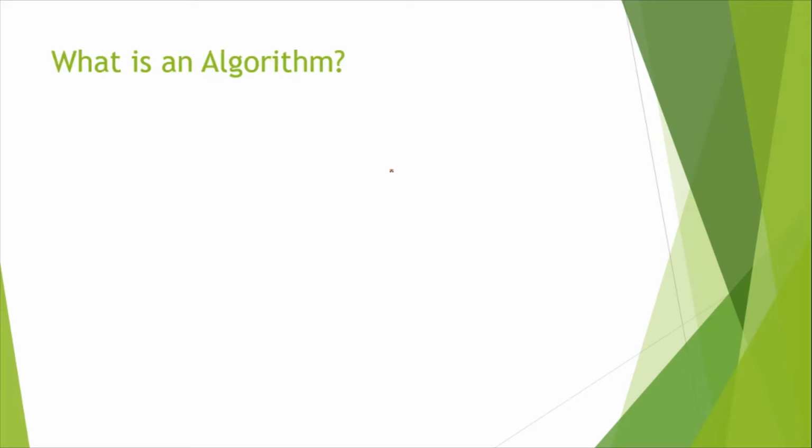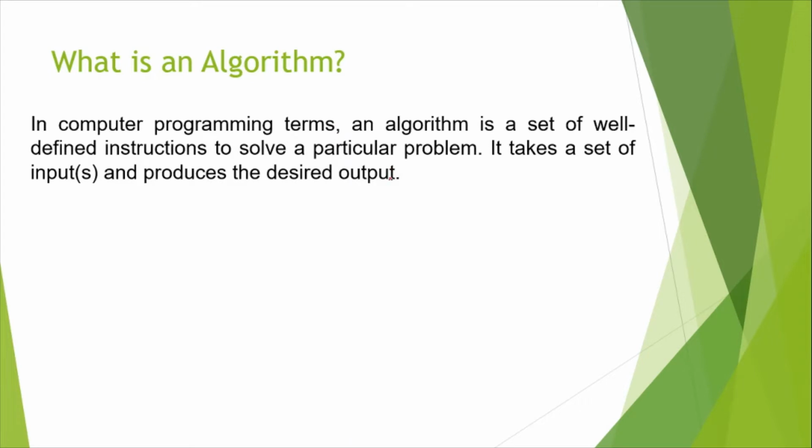What is an algorithm? In computer programming terms, an algorithm is a set of well-defined instructions to solve a particular problem. It takes a set, again, of inputs and produces the desired output. If we look at this explanation, in order for us to get the desired output, we would have several procedures. They are the instructions needed to solve the problem in general.